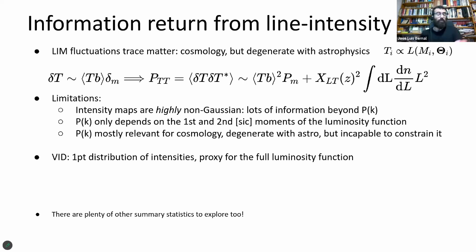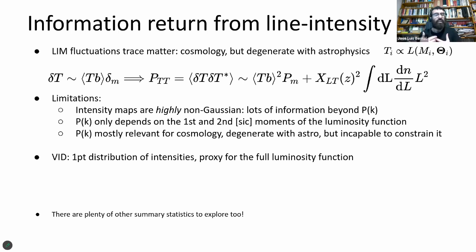First of all, the power spectrum is a Gaussian quantity, and intensity maps are very, very non-Gaussian because on top of all the non-Gaussianities produced by the gravitational collapse of the large-scale structure, you have all those astrophysical processes, right? So there's a lot of information that is beyond the access of the power spectrum. And also the power spectrum, as you can see, only accesses the first and the second moments of the luminosity function, in complete degeneracy with whatever may happen with cosmology. So things are very complicated.